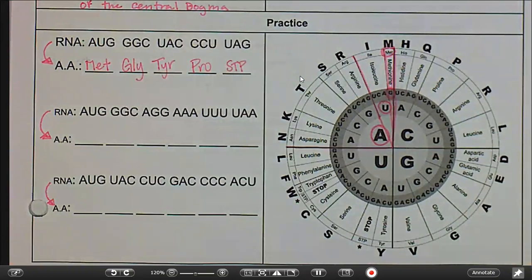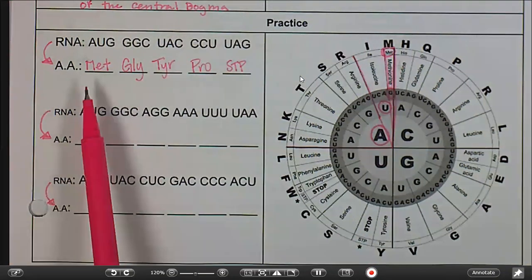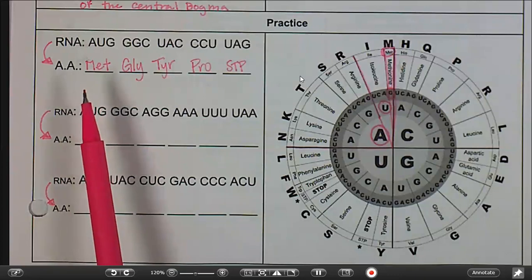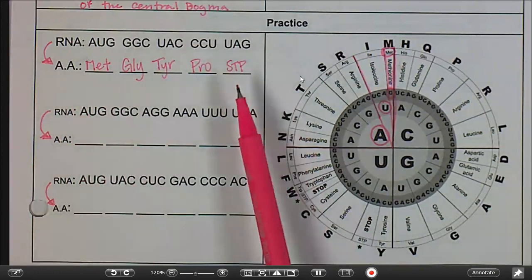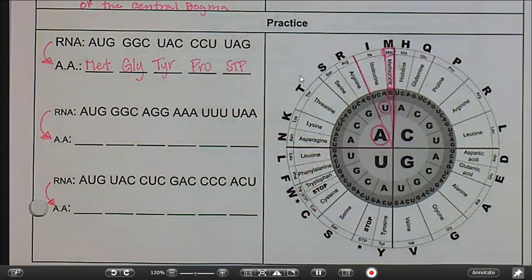Now, this is an important thing to remember also. Met is our start. So sometimes you're going to see them write met, sometimes you're going to see them write start, but either way is okay. Stop is always going to be stop. Now go ahead and pause the video, do the other two examples, and come back and check your work off of mine in just a second.